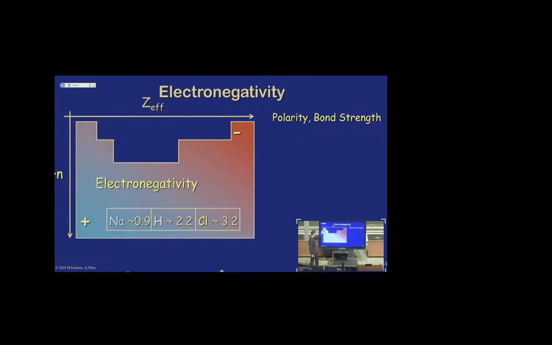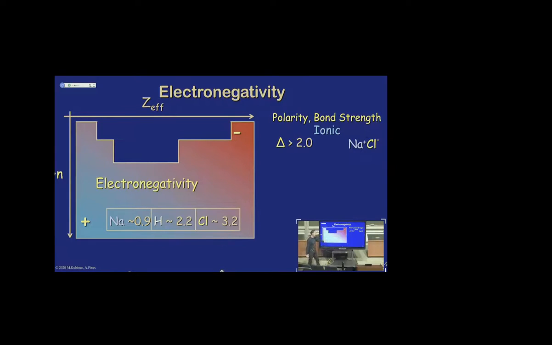The trend, though, is positive to negative. So we'll define it in terms of polarity and bond strength. So now we're going to talk about bonds. This is our first real discussion of bonds. And we're going to classify them by the difference in electronegativity. So these numbers you'll be able to look up.